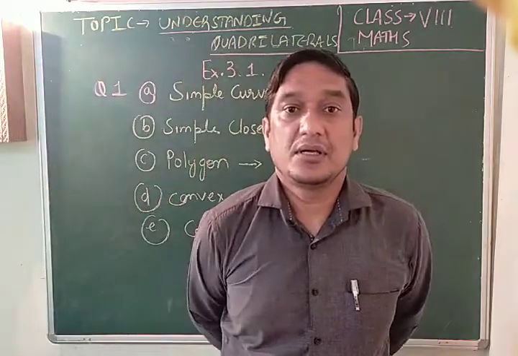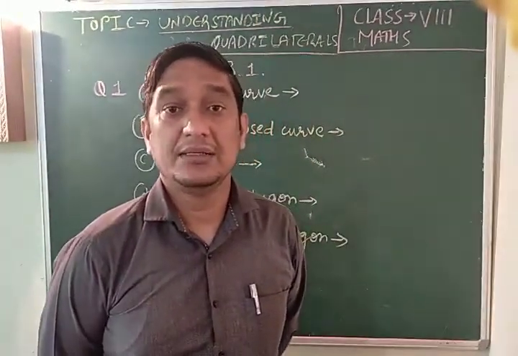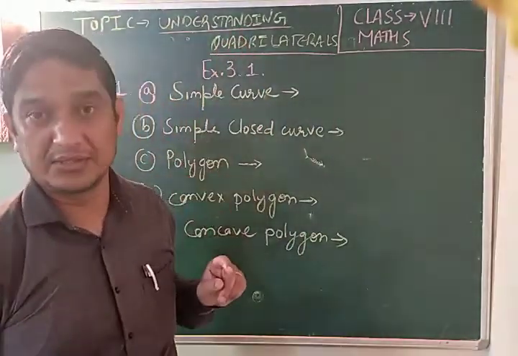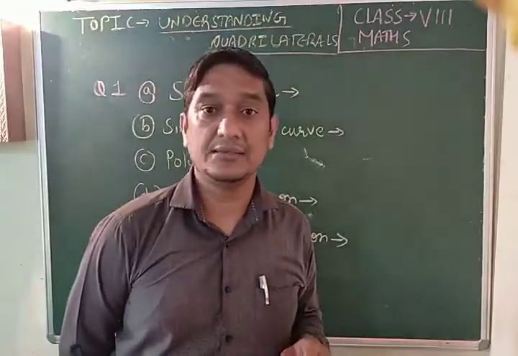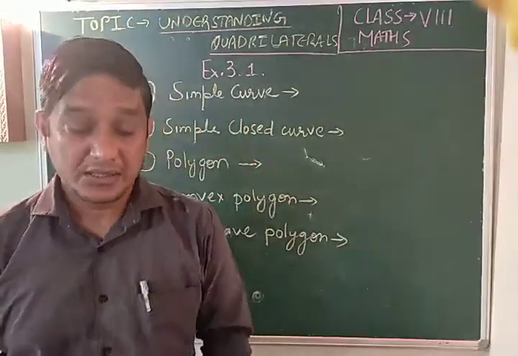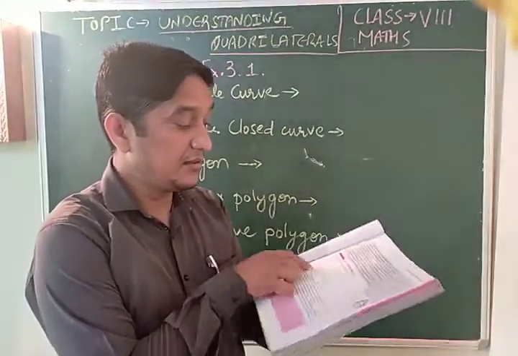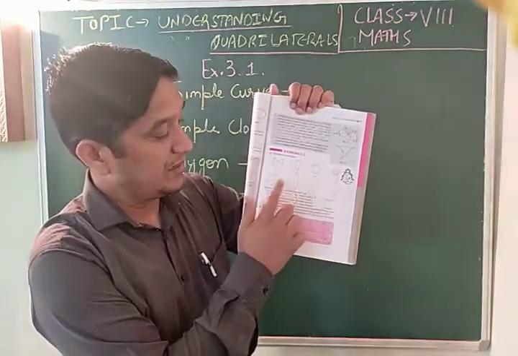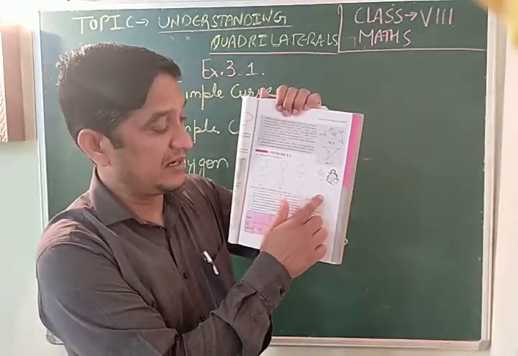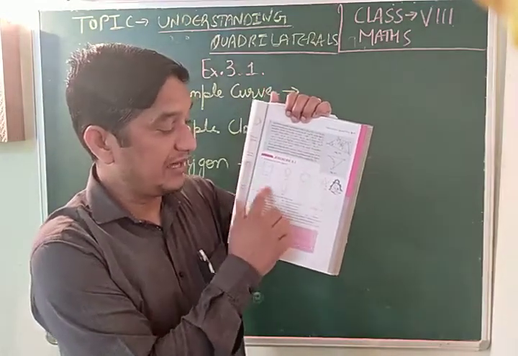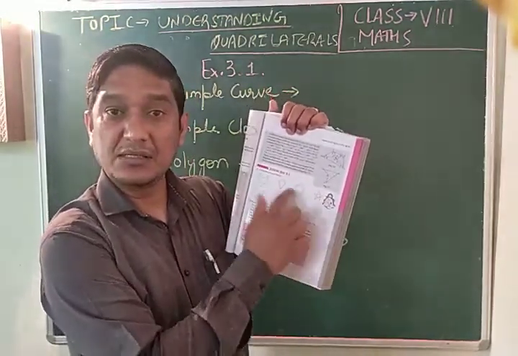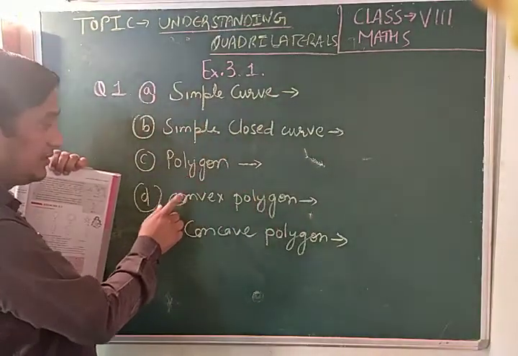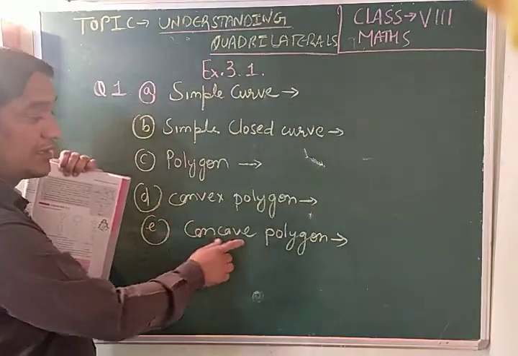Good morning, children. In today's class, we are going to learn exercise 3.1 of the topic Understanding Quadrilaterals. Now, children, in this exercise, the first question is: given here some figures. This is figure 1, figure 2, figure 3, figure 4, figure 5, figure 6, figure 7 and figure 8. Now, children, you have to classify these figures on the basis of these: simple curve, simple closed curve, polygon, convex polygon, concave polygon.